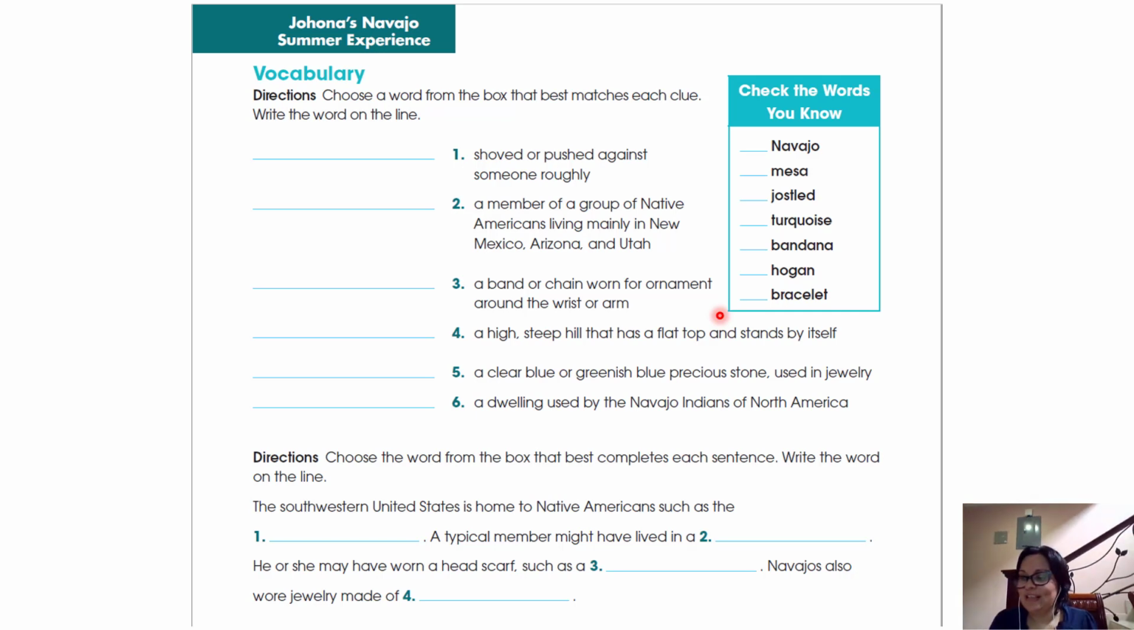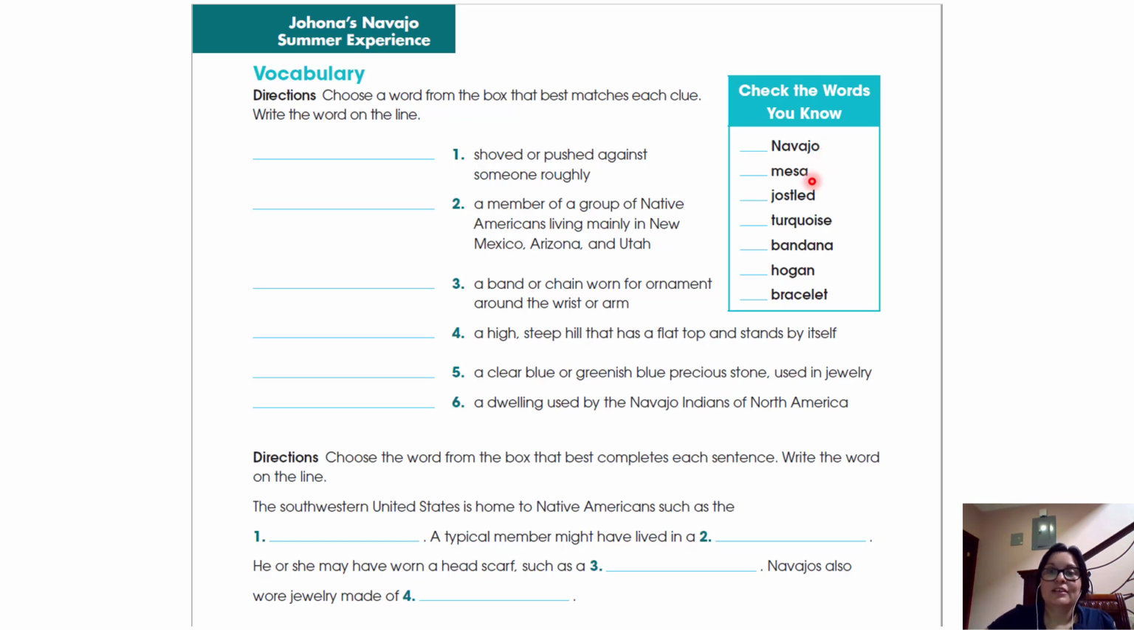Now guys, I want you to go to your Learning Destinations page 152. Remember that after the vocabulary, we have to work on this page. This is really easy because you already know that you can find the words with the vocabulary in your glossary. As I already explained the meaning of the words, now what you have to write here is which word belongs to the description that you have here. For example, number 1, shoved or pushed against someone roughly. Do you remember which one this is?